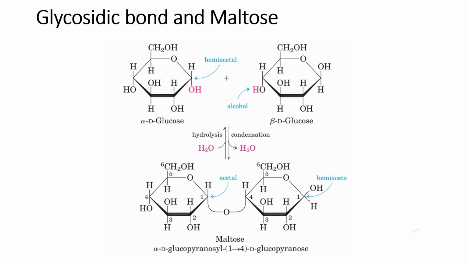Hello everyone, today we learn about disaccharides. Disaccharides, as the name suggests, are composed of two monosaccharides. So before coming to the disaccharides, we'll talk about glycosidic bond. Glycosidic bond is the one which joins two monosaccharide units in a disaccharide or a polysaccharide.